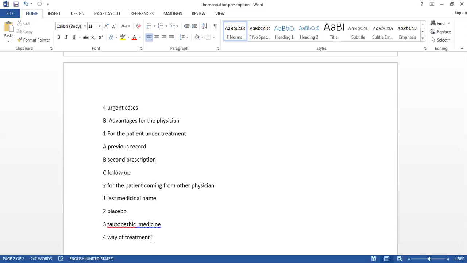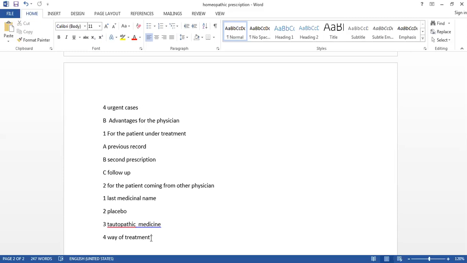Some homeopathic physicians are noting the way of treatment in their record book without giving any prescription to the patient. But in that case, if the patient wants to refer to another physician for a second opinion, then that second physician will not get the proper history or the treatment which is going on. So it is very difficult for that physician to treat that patient homeopathically.